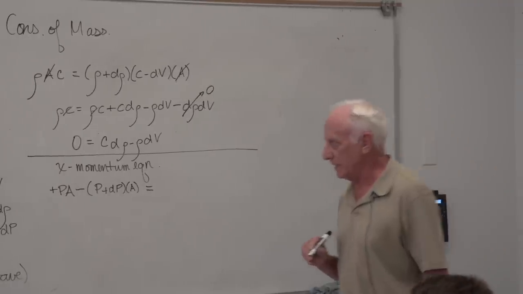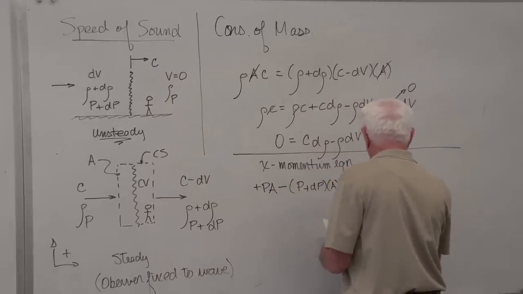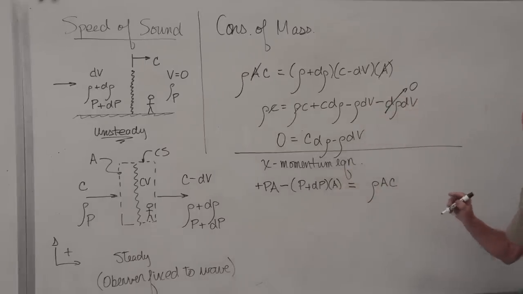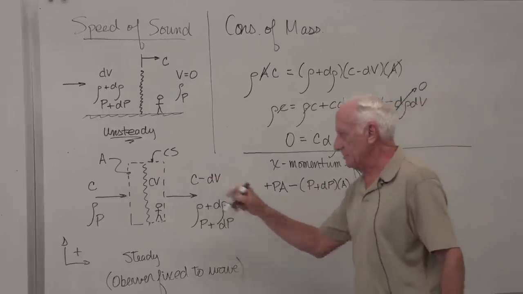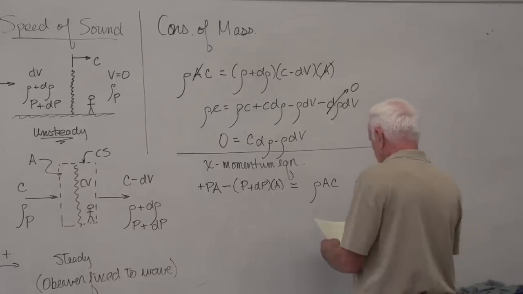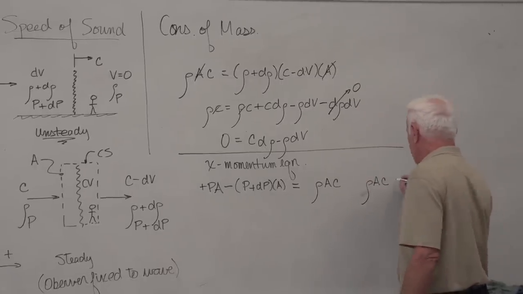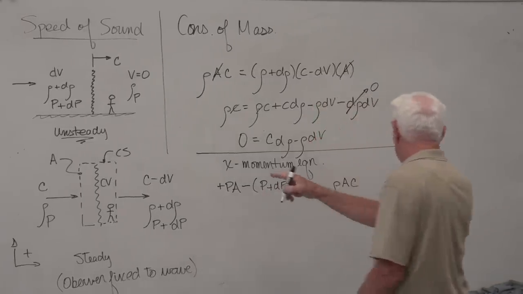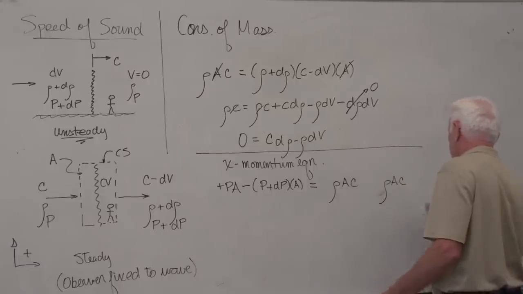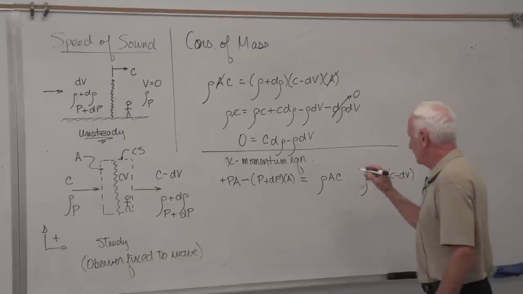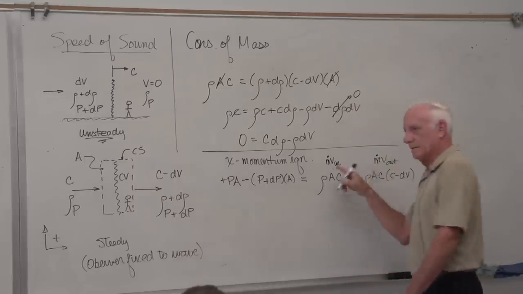M dot times velocity, coming in. M dot is rho times A times velocity. Going out, rho, of course, changes. Rho A C times the velocity, velocity C minus dV, pardon me. This is m dot velocity in, m dot velocity out. That's how you write momentum.